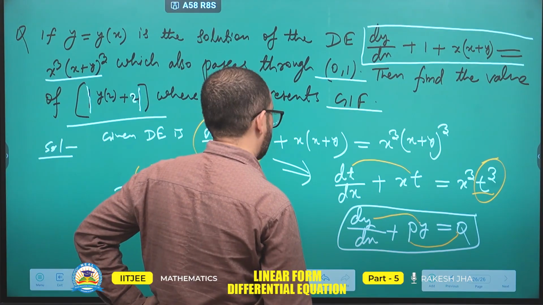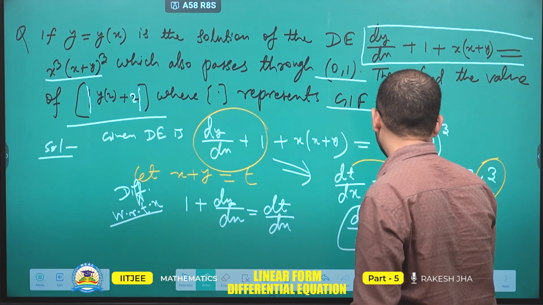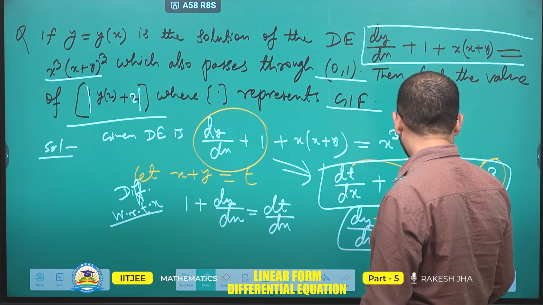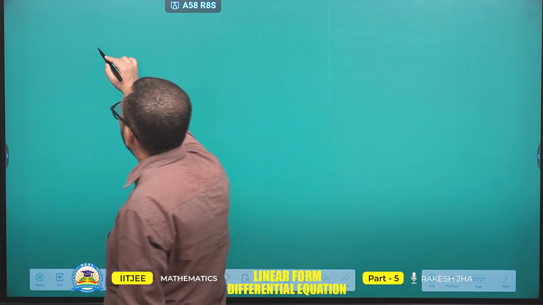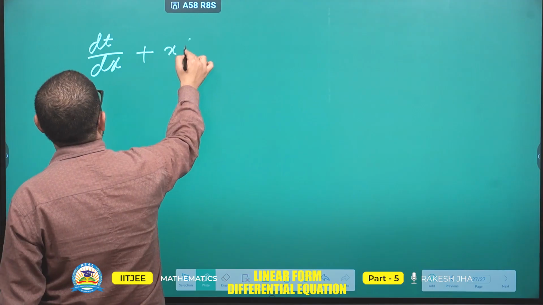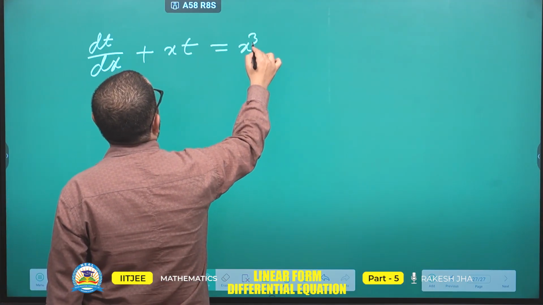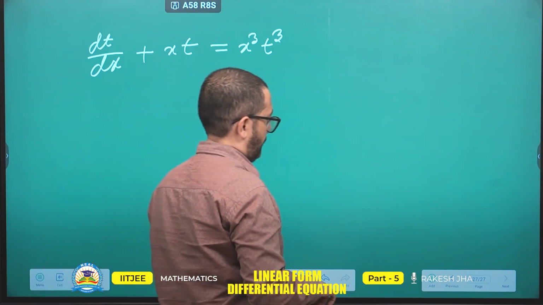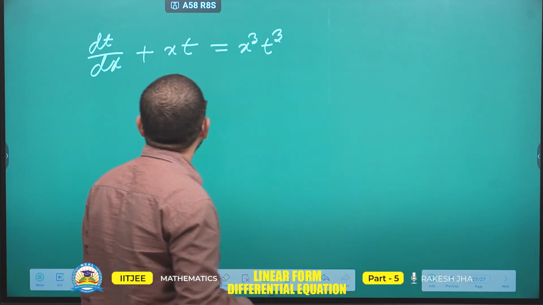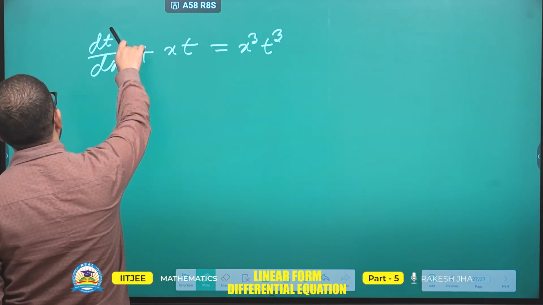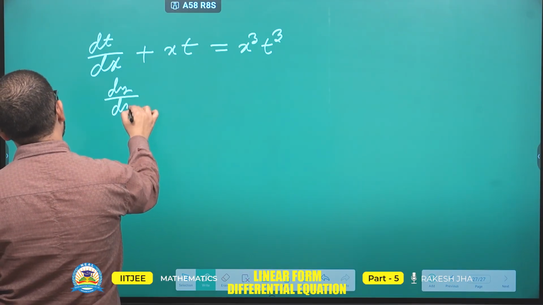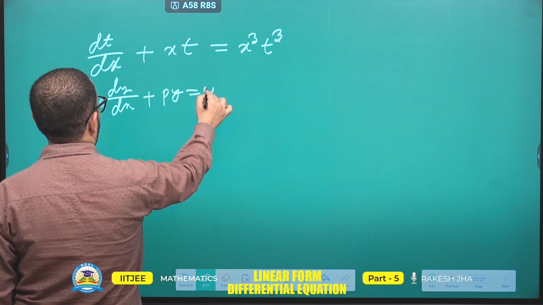So in the next step we have to write dx. Let me write the repeated statement here. dt by dx plus xt is equal to x cube t cube. Okay, this is the portion here. Now what do you want? I mean, this is your linear form dy by dx plus py is equal to q.